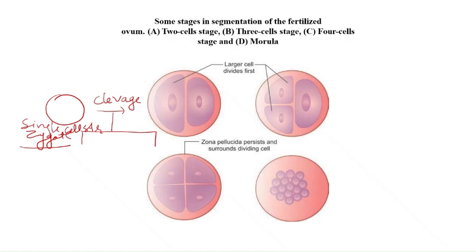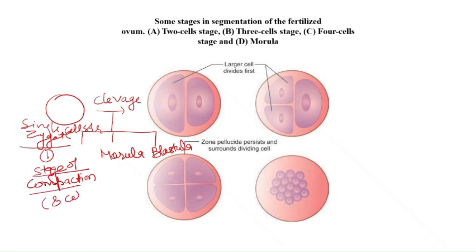This process of cleavage has three stages. One is the stage of compaction, the morula stage, and the blastula stage. The stage of compaction is the 8 cell stage, morula is the 16 cell stage, and blastula is the 32 to 64 cell stage.